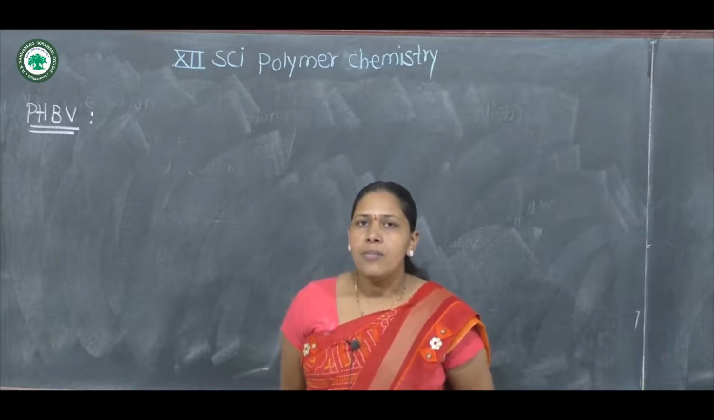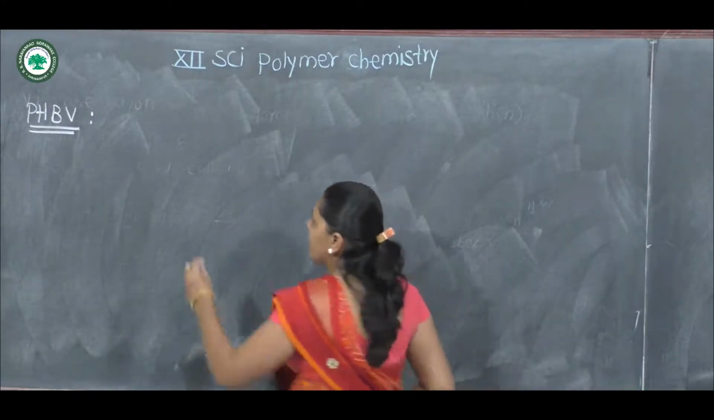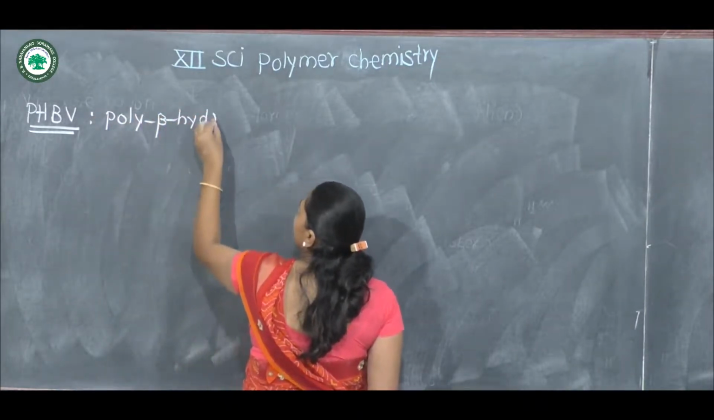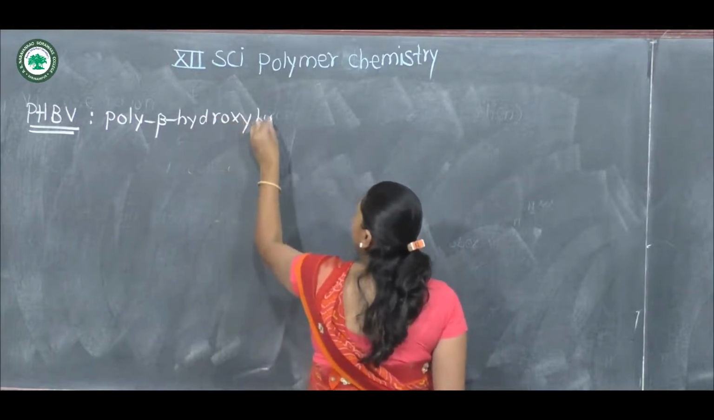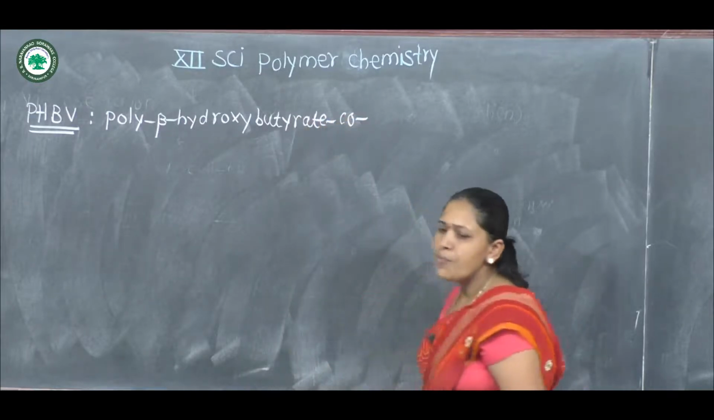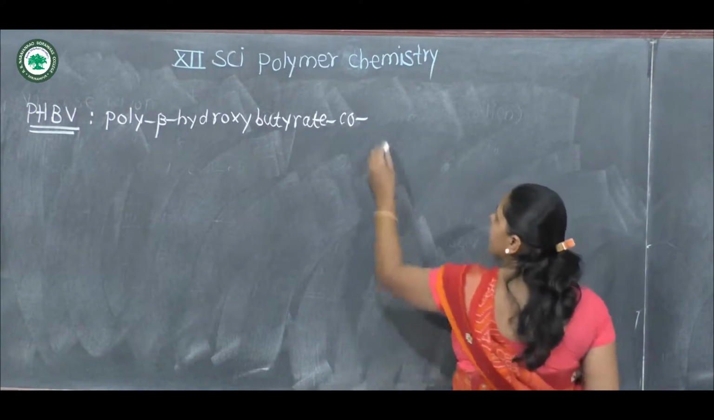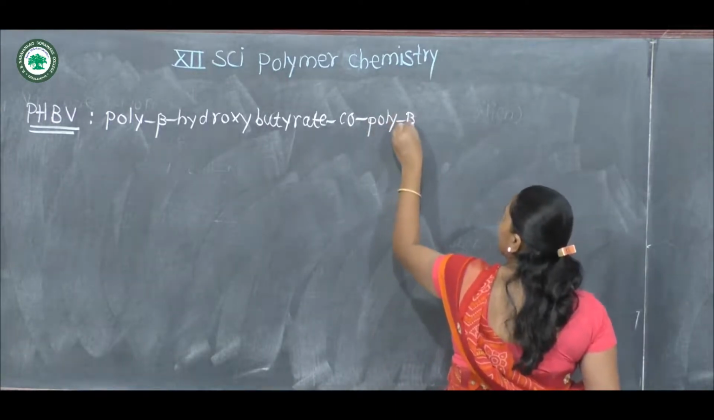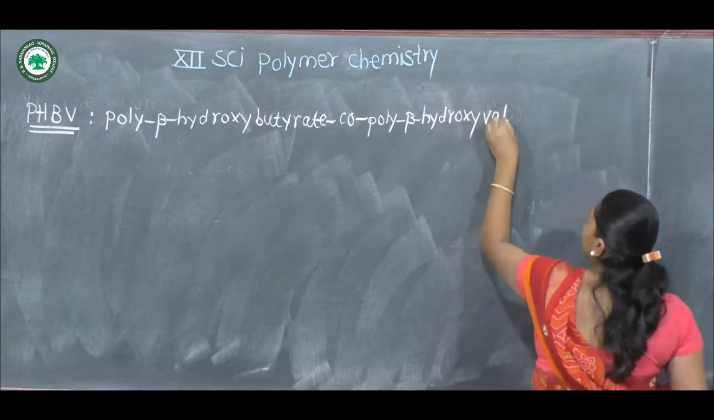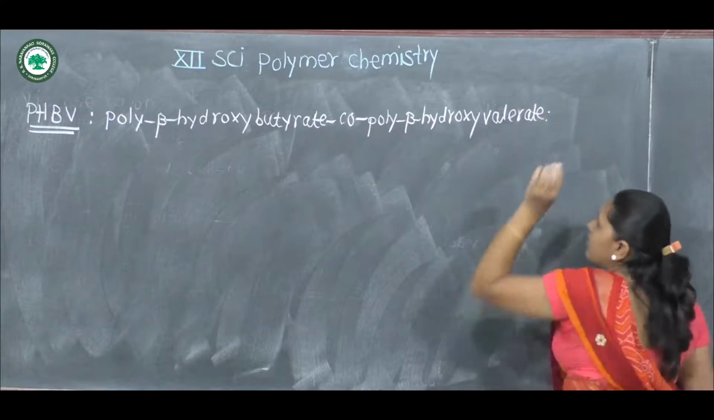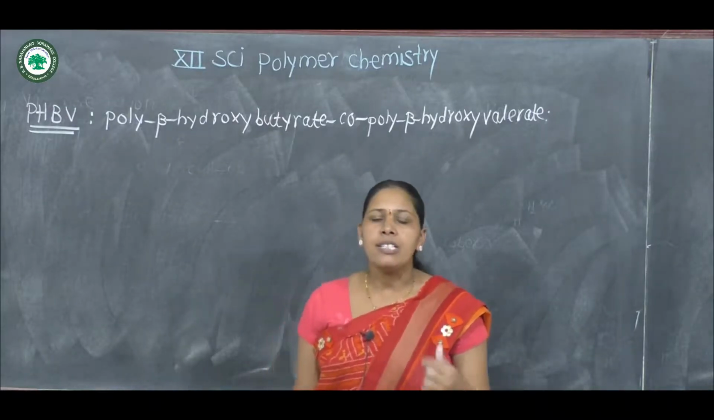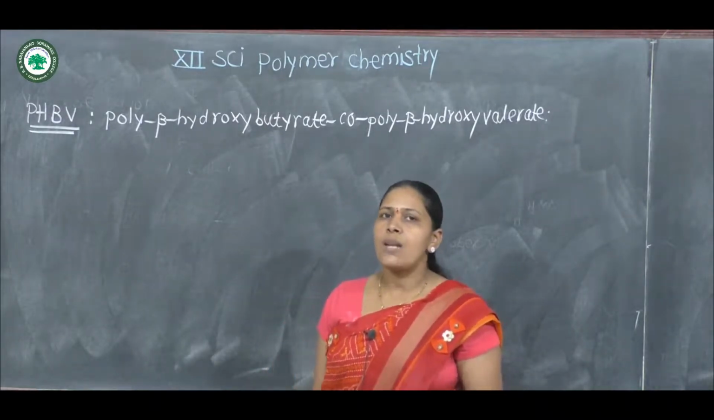It is poly beta hydroxy butyrate co poly beta hydroxy valerate. It is a biodegradable polymer. It is formed by condensation polymerization of 2 carboxylic acids.